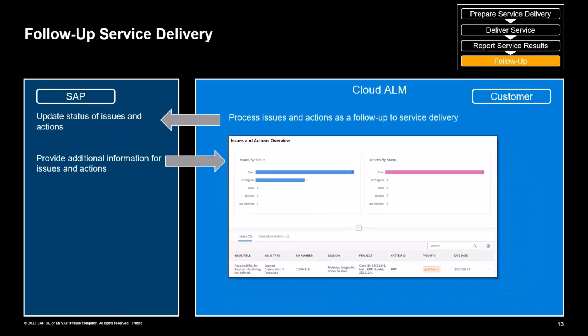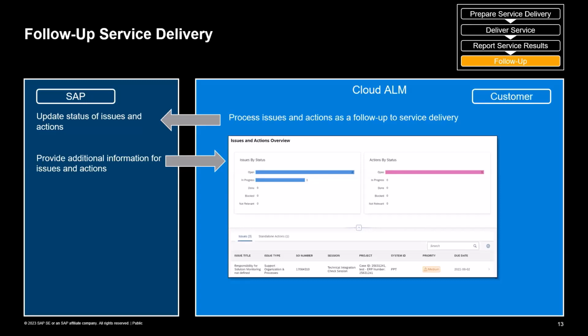And last but not least, once the service delivery has been concluded, customers typically start processing the issues and actions that were the outcome of a service delivery. They update the status, for instance, if they see that an action has now been completed. These status changes are replicated back to SAP so that, for instance, the TQM, the technical quality manager that Max Attention customers have, has a chance of tracking the resolution status of the issue and the progress of the resolution.